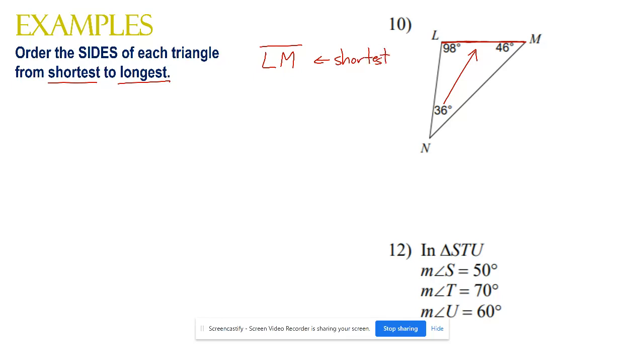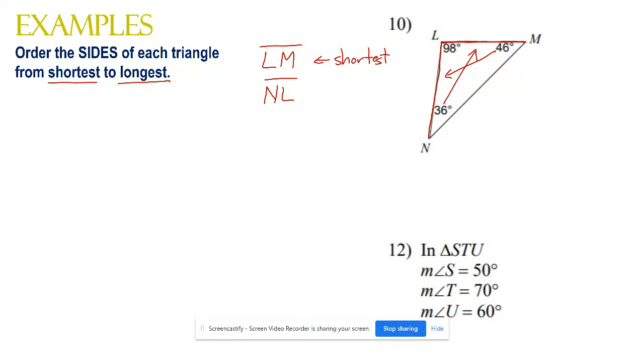To do the middle side, I find the middle angle. So my next angle is going to be 46. And if I go opposite the 46-degree angle, I want to go to the side of the triangle that does not touch angle M. And that's going to be side NL or LN. And order doesn't really matter here. I'm going to go NL. Feel free to write it either way. That's going to be my middle side because it's across from the middle angle.